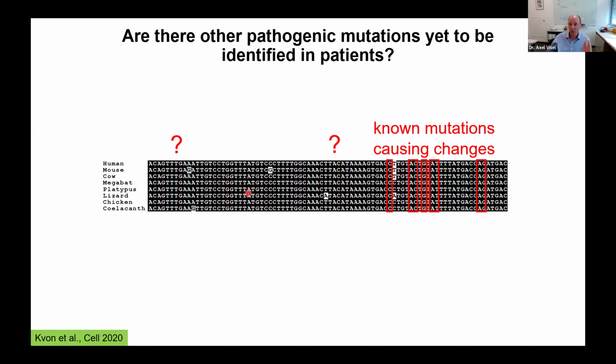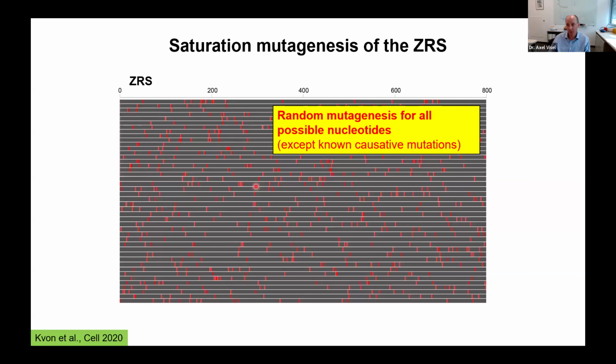But then knowing that there are so many positions that you can mutate and they cause polydactyly, we asked, are there more pathogenic mutations that have yet to be identified in patients? Now, this left us with about 750 additional positions that had to be tested. We didn't quite want to build 750 mice, so we decided to use a combinatorial design scheme where we combined multiple mutations in the same construct.